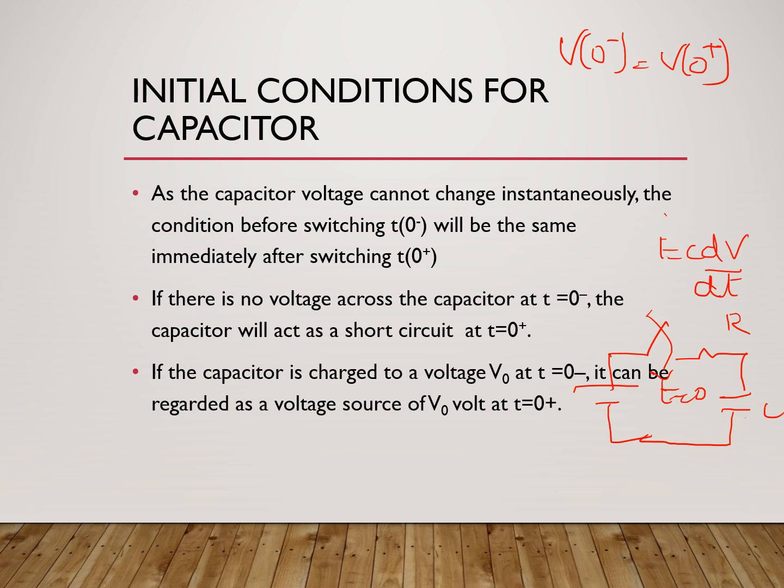initially, if there was a voltage across the capacitance just before closing the switch, then just after closing the switch also, the capacitance will have the same voltage. Whatever it is, V0 minus will be equal to V0 plus, which implies that when a switching is happening, since instantaneous change cannot be possible for the capacitance, the voltage across the capacitance before switching will remain the same after switching also. After some time it will change, but just immediately after switching, the voltage remains the same. So that is given by V0 plus.